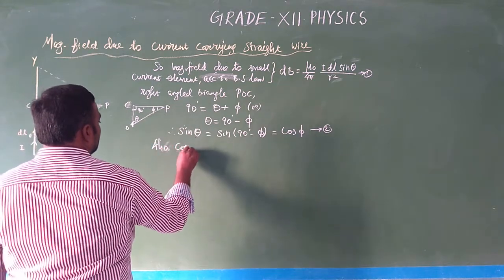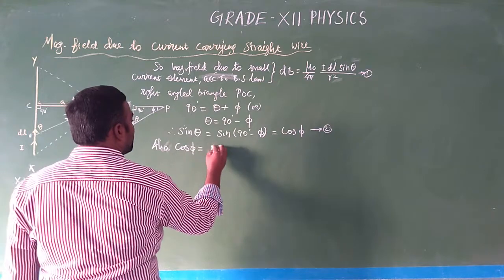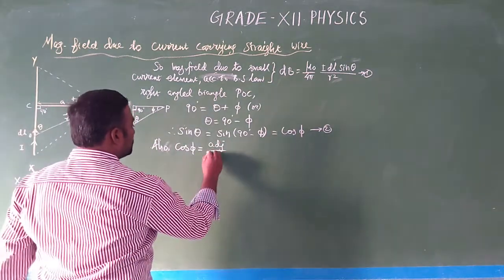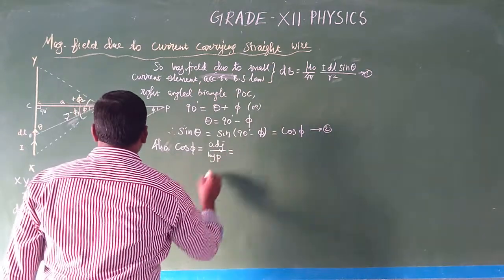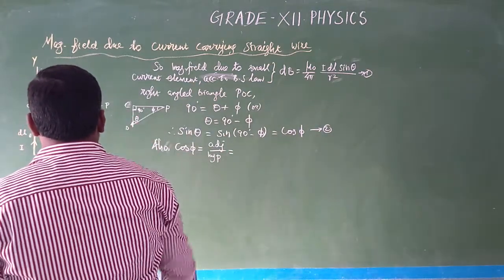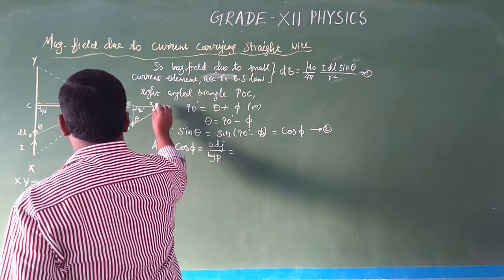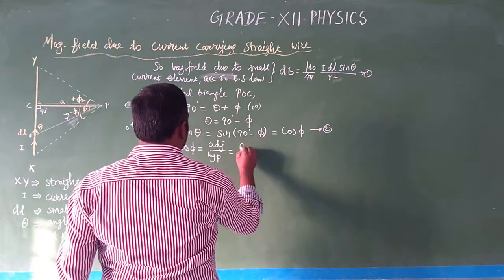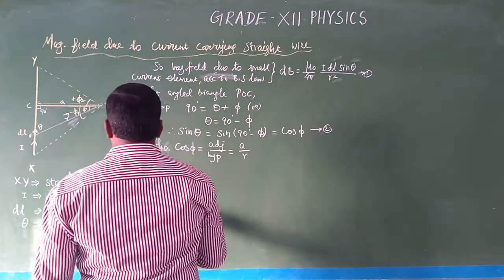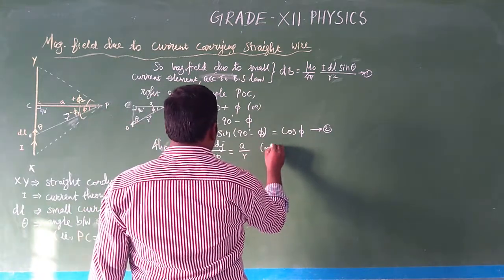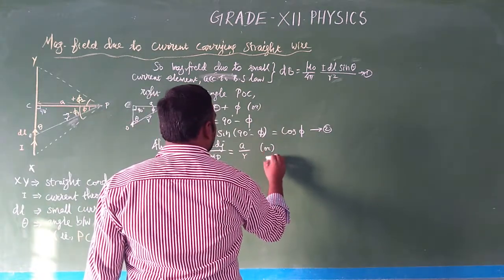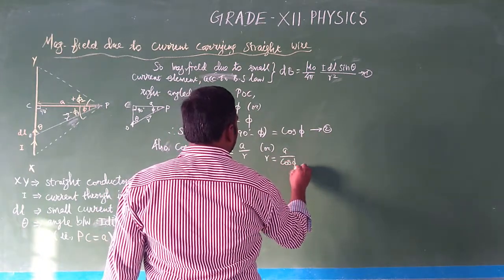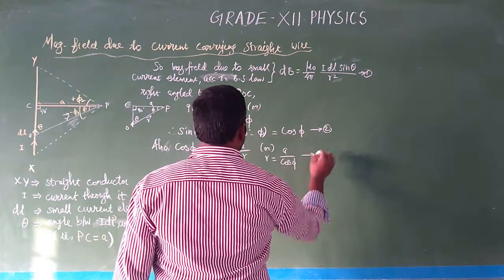So cos phi, what is the cos formula? Adjacent by hypotenuse. So in this triangle, adjacent is A, hypotenuse is R. So adjacent by hypotenuse, that is A by R, or R is equal to A by cos phi. This is 3.